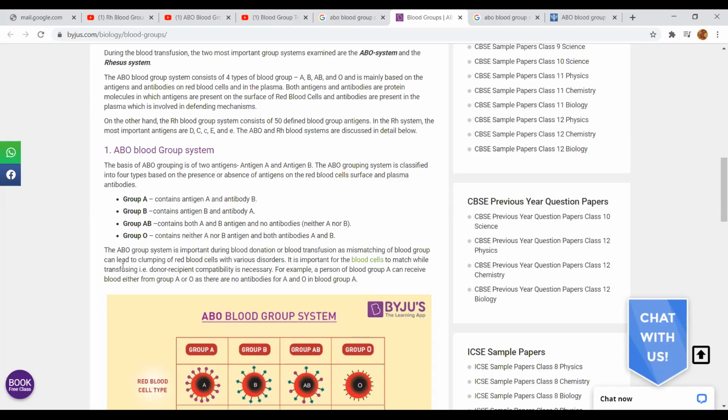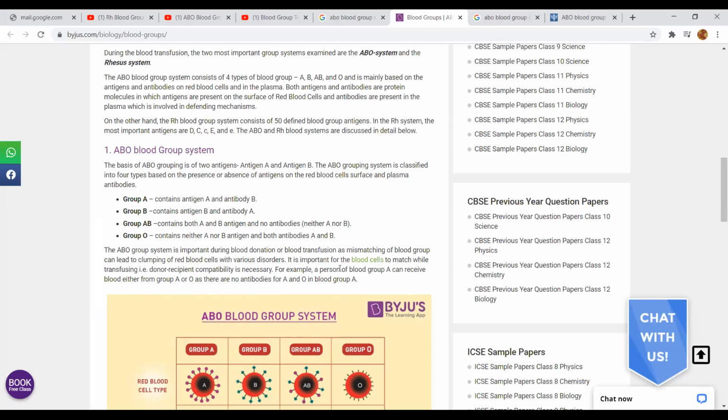Now, moving forward, the ABO blood group system is important during blood donation or blood transfusion, as mismatching of blood groups can lead to clumping of the red blood cells with various disorders. It is important for the blood groups to match while transfusing, that is, donor-recipient compatibility is necessary. For example, a person of blood group A can receive blood either from group A or O, as there are no antibodies for A and O in blood group A.